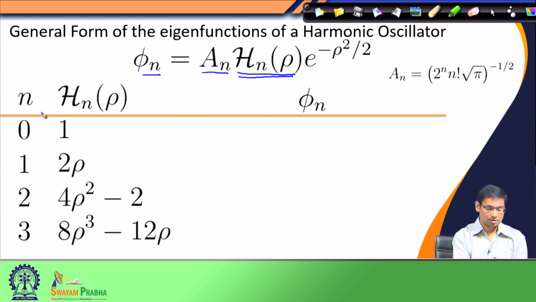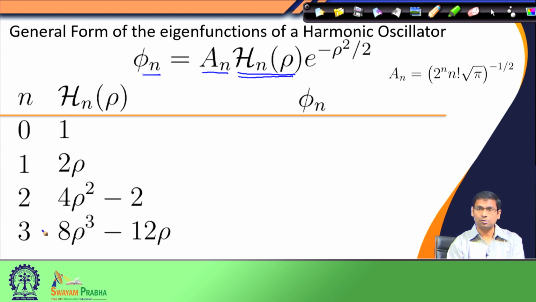The Hermite polynomials of the first few lowest orders are shown here. The 0th order Hermite polynomial is very simple, it is simply 1. The first order Hermite polynomial is simply 2 rho, the second order is 4 rho square minus 2, and so on and so forth. These Hermite polynomials are often found tabulated in many textbooks. The advantage of writing the harmonic oscillator eigenfunction in this format is that it is very easy to write down the eigenfunction for any value of n. We simply need the corresponding Hermite polynomial.